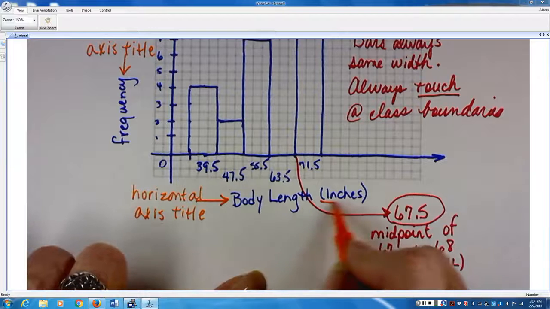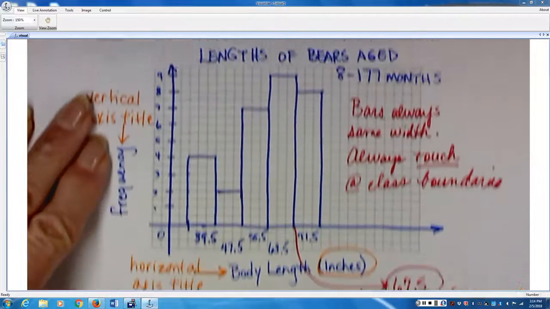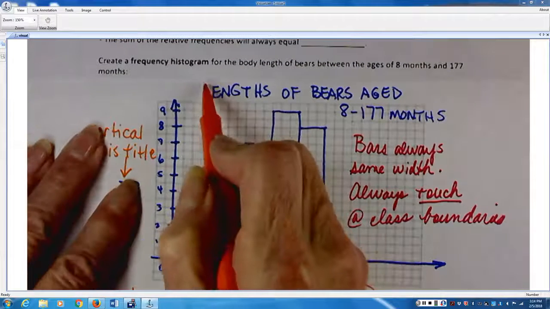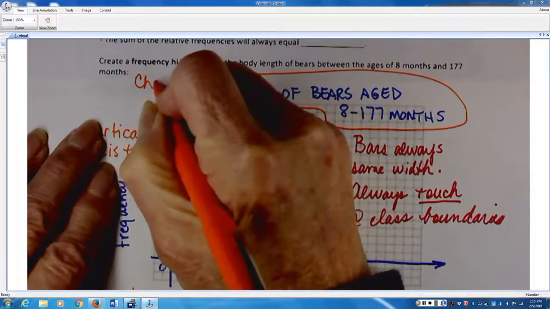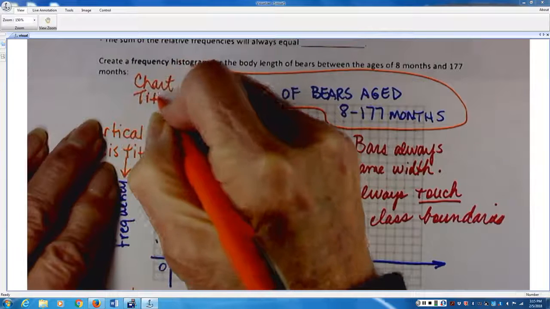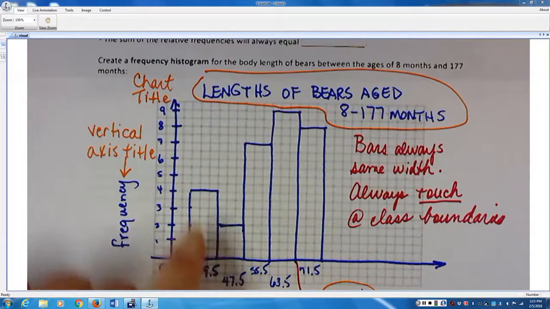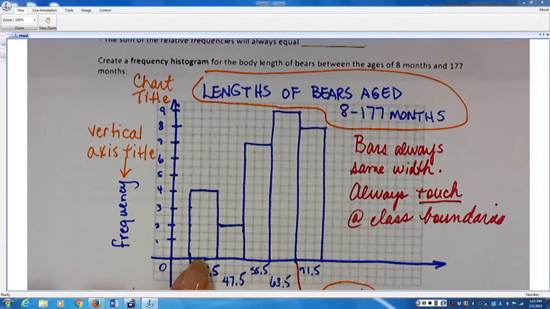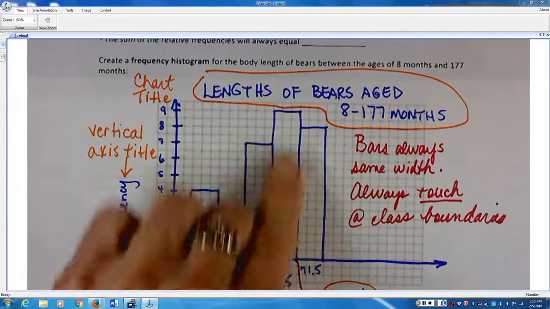And you always include the units that those variables were measured in as part of your axis title. And you always want to have a chart title that explains what the data is actually showing you. Okay? Your frequencies, the height of each bar tells you how many were in that class. So in this first class, we had 4 bears. In this class here, we had 9 bears.